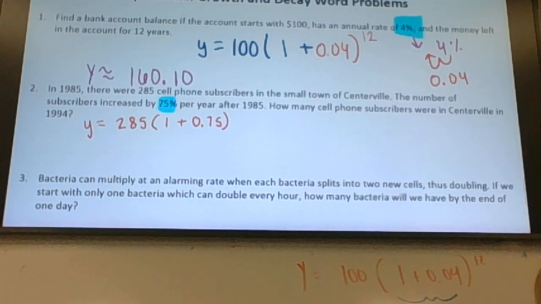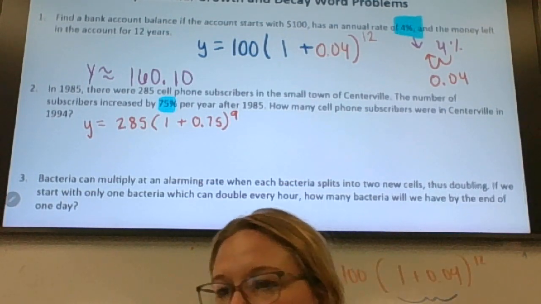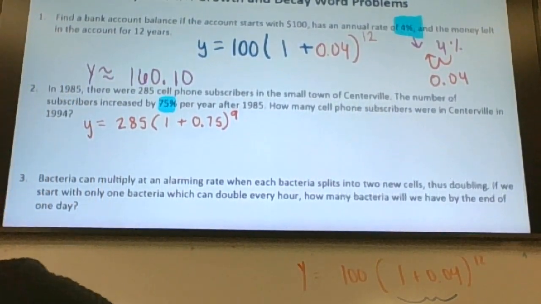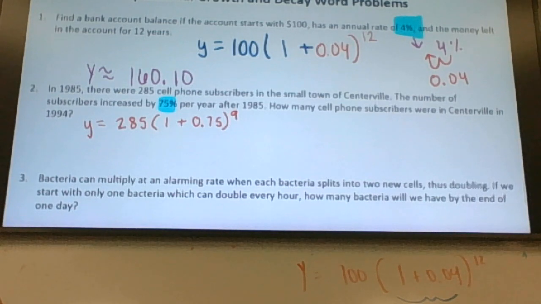How many years would have gone by? 9 years. Let's see if you can put that in a calculator and get a right answer out. In 9 years, how many more cell phones were there? Every year it increases by 70. It's 43,871.